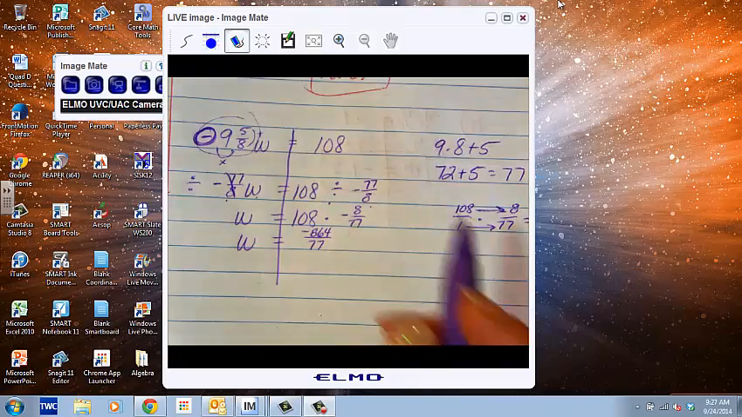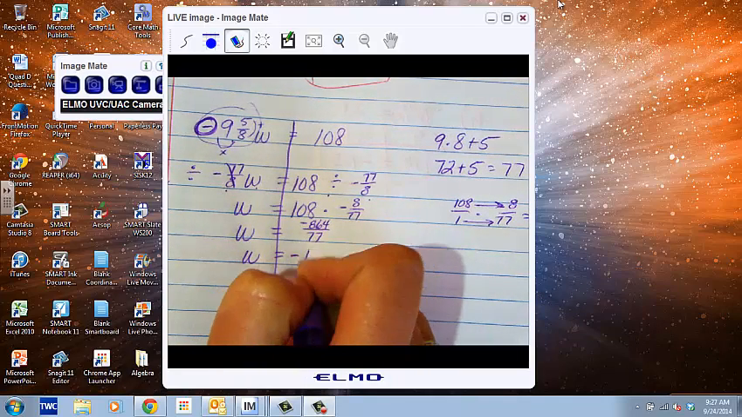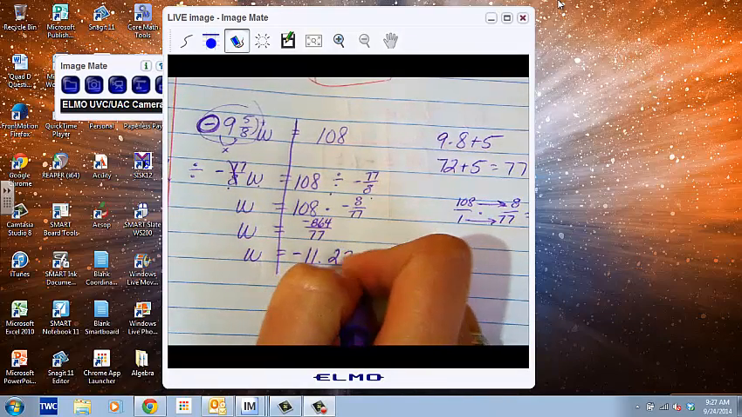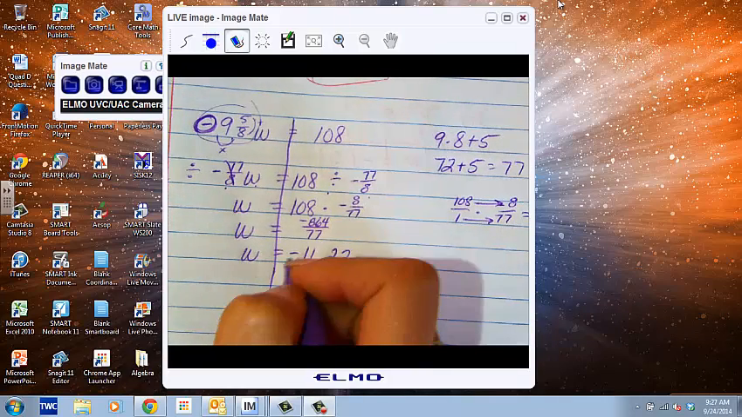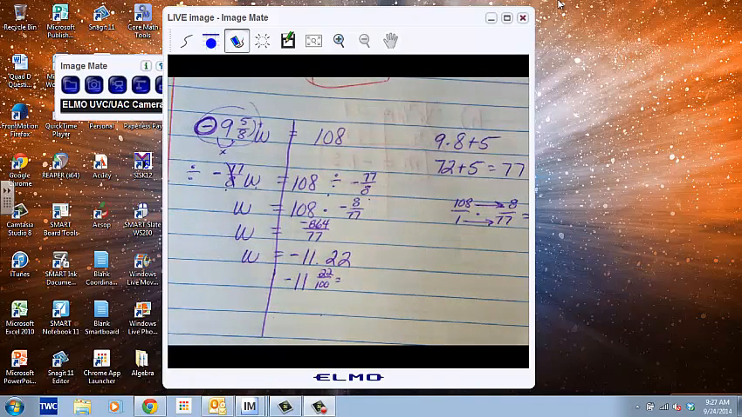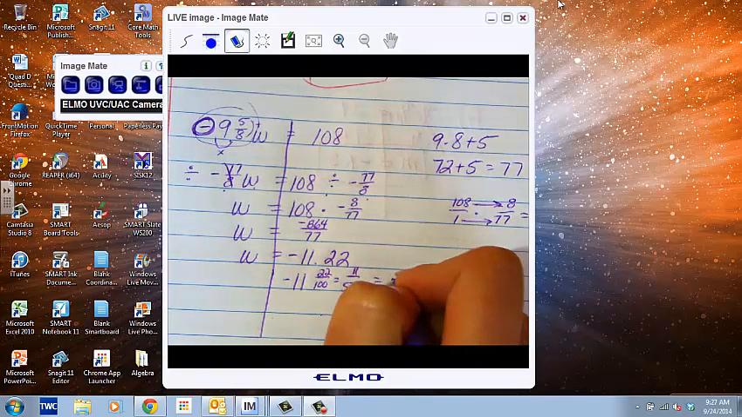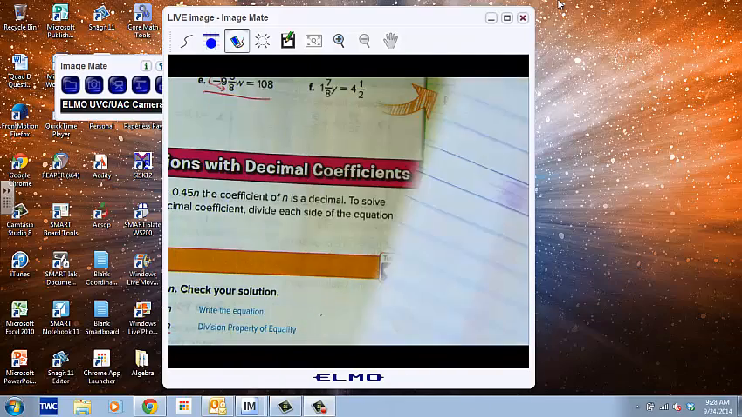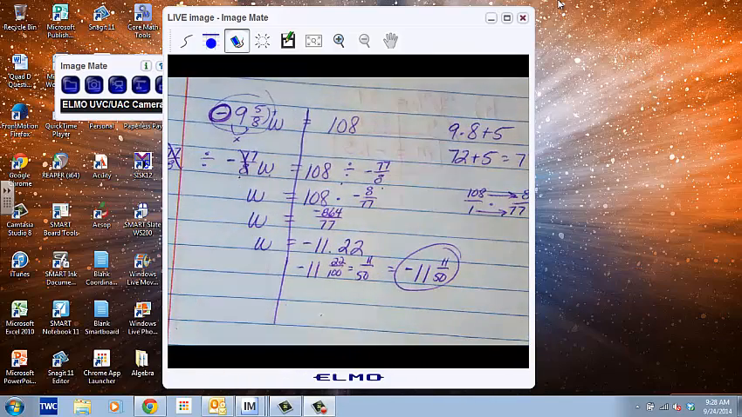I know my answer is negative because I have a negative on the top and a positive on the bottom. So my answer is negative 11 point, I look at my calculator, 11.22. If I turn that into a fraction, I have negative 11 and 22 over 100, which I can then reduce. 2 goes into both of them, so I end up with 11 over 50. So my answer is negative 11 and 11/50. So that's what you should have gotten on that question. All right, let's keep going.